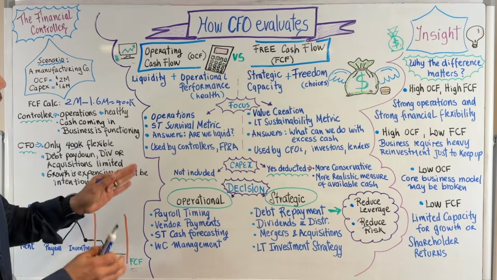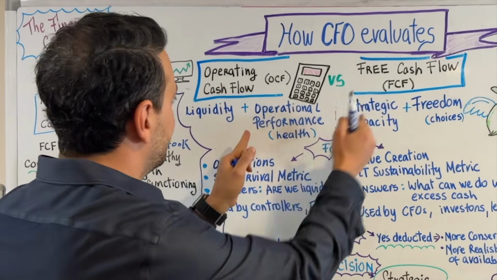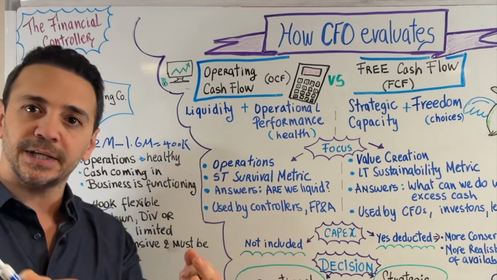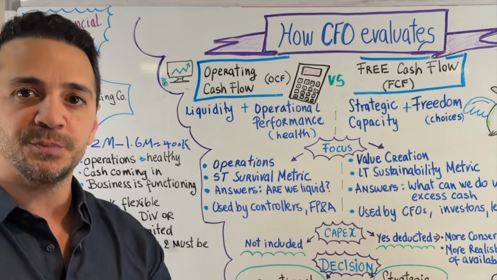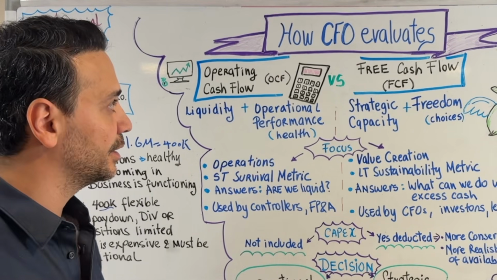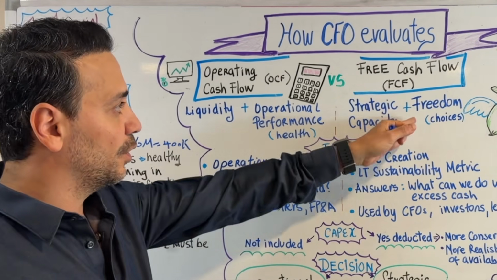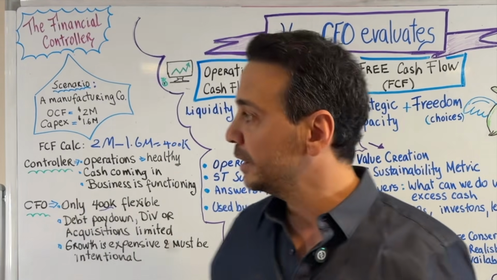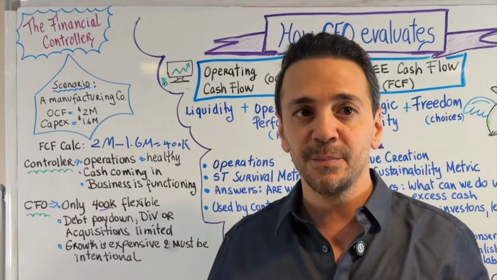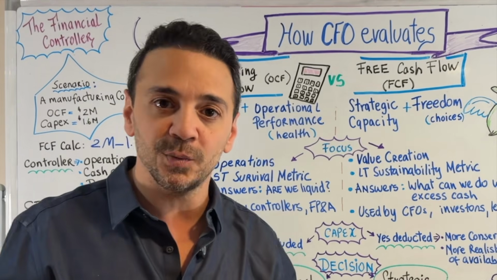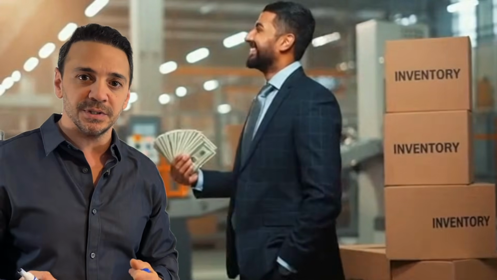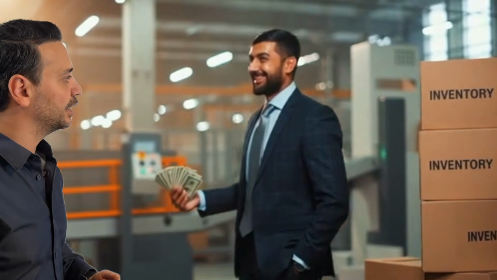Okay, so when we look at OCF versus FCF, now we realize why OCF is about liquidity. It's about cash that's coming in from customers, and expenditures that are required to operate the business. Free cash flow is about strategic capacity. Like we said, we have $400K left over after we invested in CapEx. That is our capacity, what is left over to create freedom and choices in the business, because that's the leftover cash that you can reinvest back in the business.